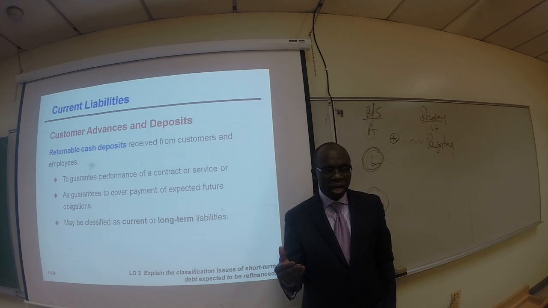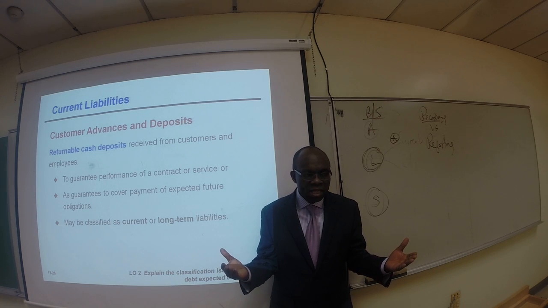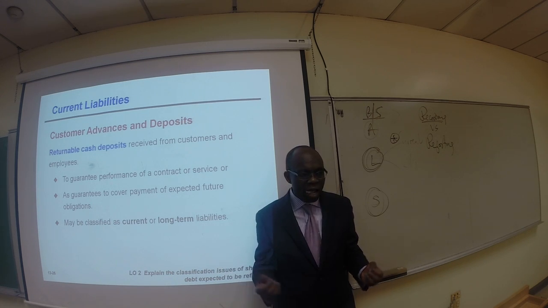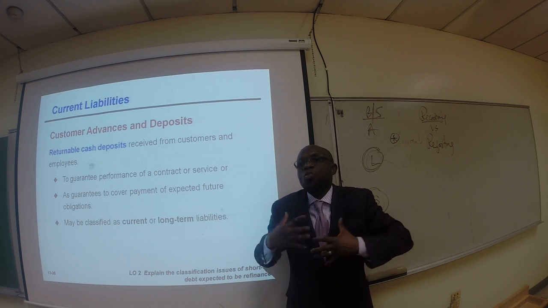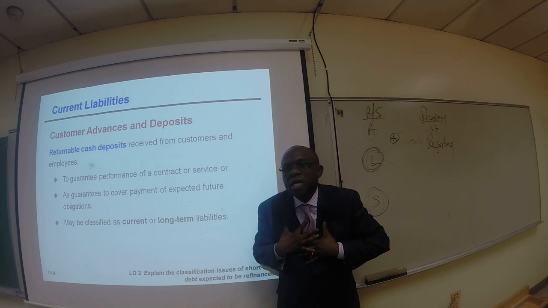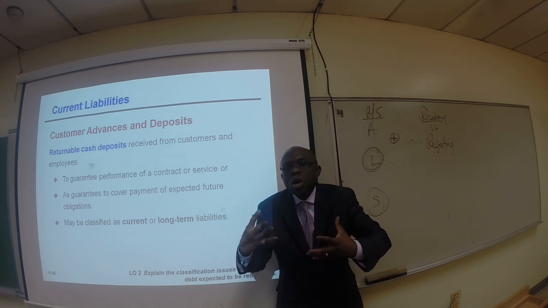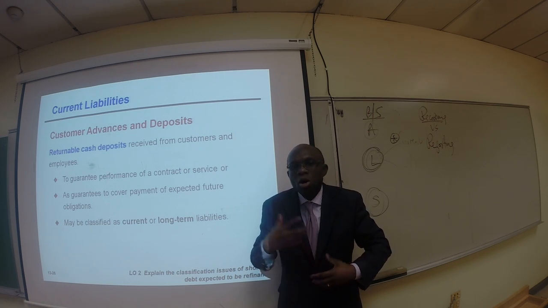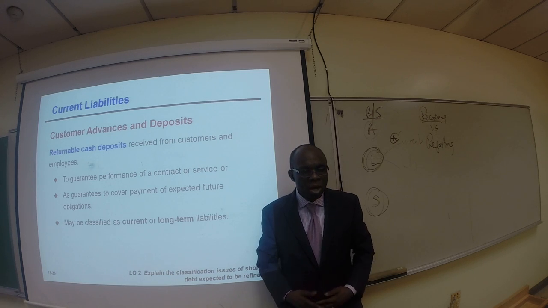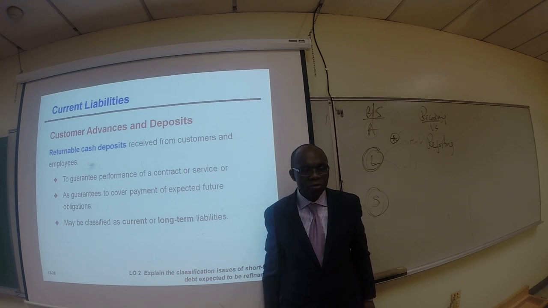Now let's take a look at some of the rules. Returnable cash deposits received from customers and employees. A typical example of this would be: we receive X amount of dollars in advance from customers. When we receive the money, it is an obligation. It is a liability until we actually perform our part of the bargain.